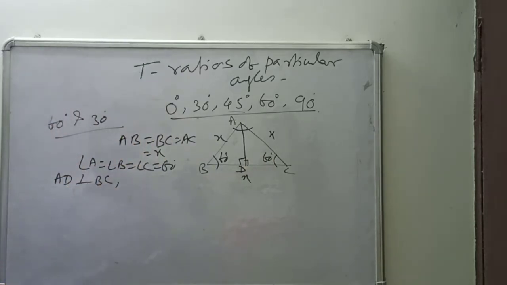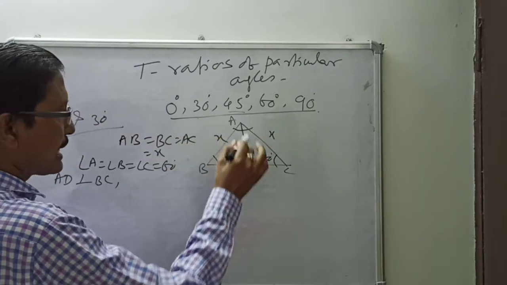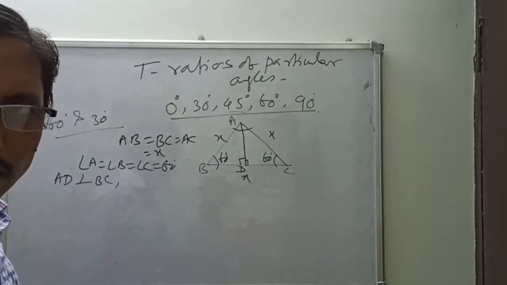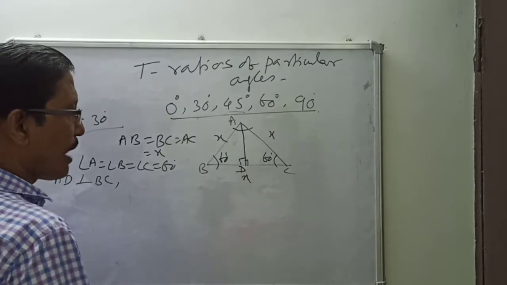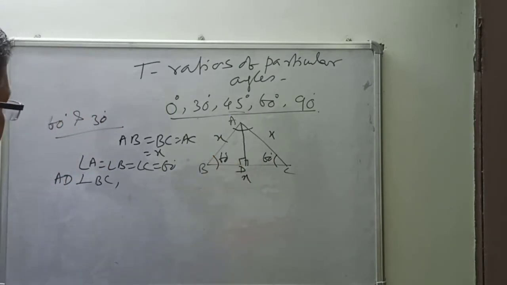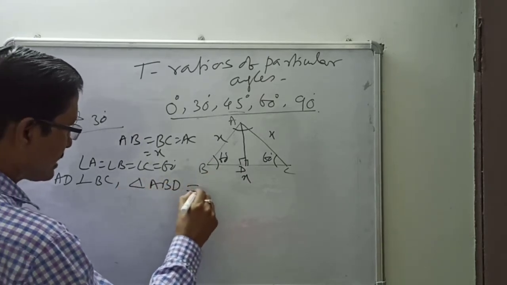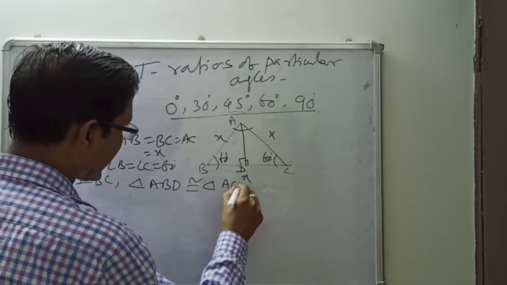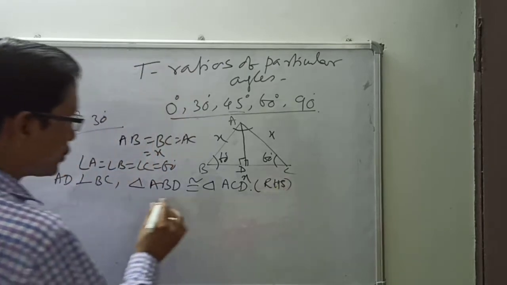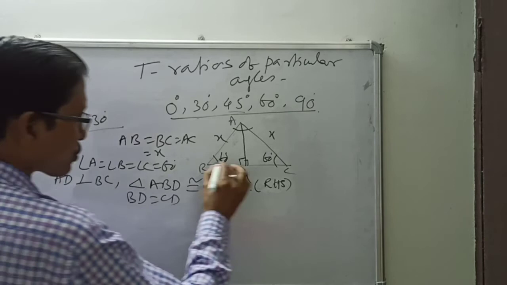So see, if AD is perpendicular to BC, now in triangles ADB and ADC, what do you have? AB equal to AC we have. It is 90-90 you have, and AD equal to AD common. So by RHS we can say triangle ABD is congruent to triangle ACD. That means by RHS it is congruent. So we can say BD equal to CD from CPCT, and total X you have.